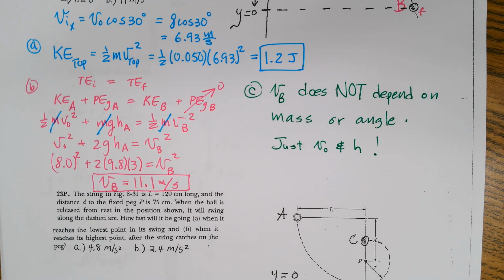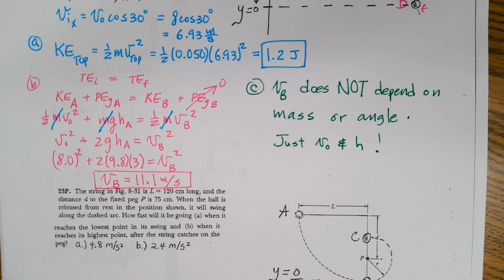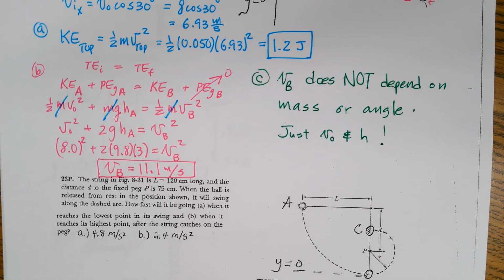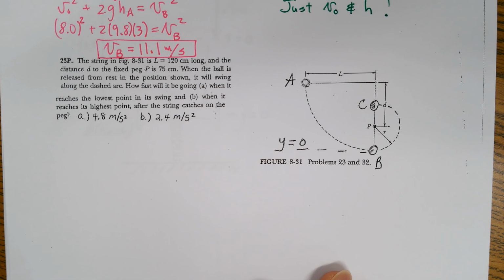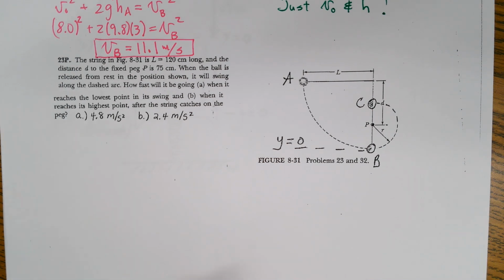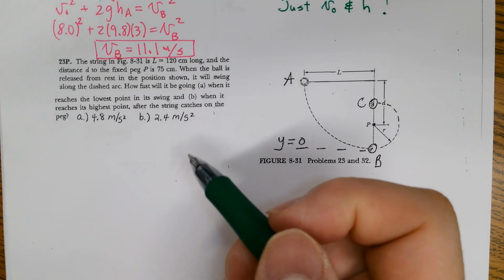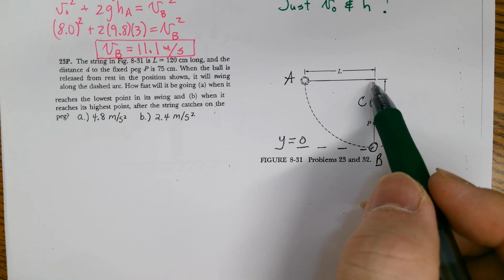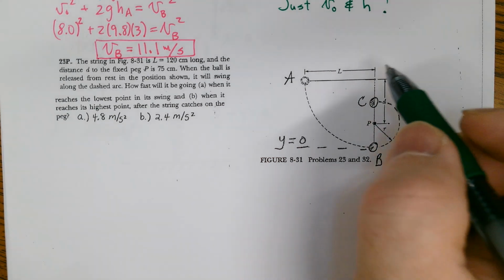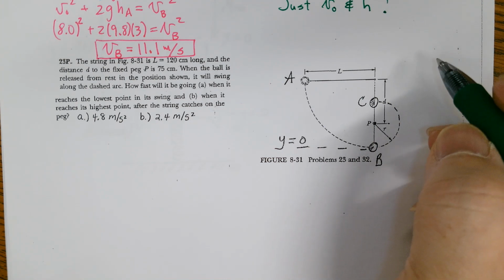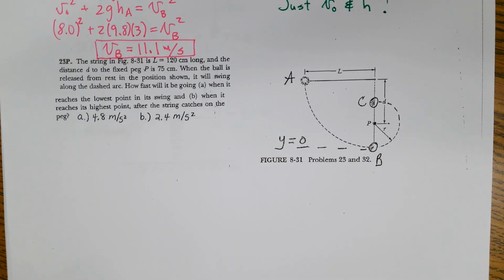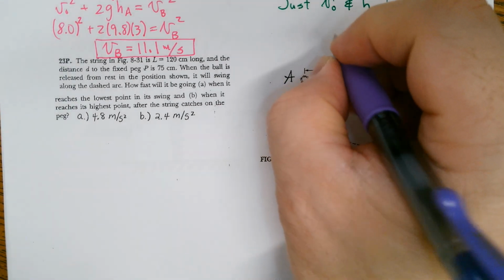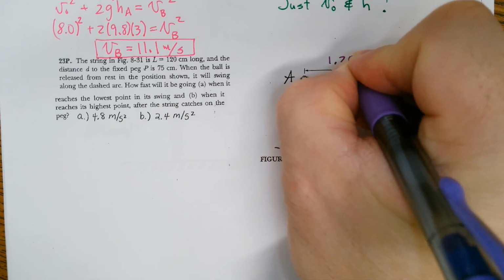Okay. All right. Maybe one more. All right, 22. No, 23. Right? 23. Here, I have the string in figure 8-31 is 120 centimeters. So the length of the spring is basically 1.2 meters.